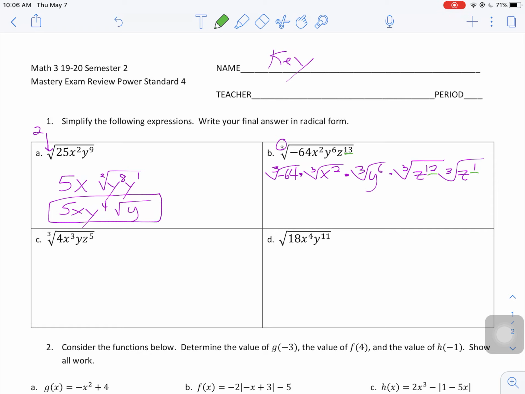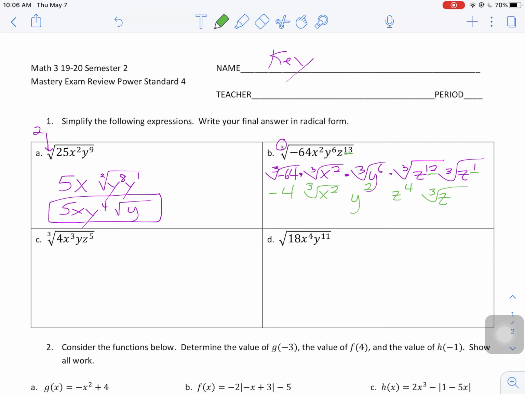So cubed root of negative 64 is negative 4. Cubed root of x squared cannot be simplified, so we're just going to leave it cubed root of x squared for now. 6 divided by 3 is 2, so that simplifies evenly, so it comes out from under the radical. For the z's, 12 divided by 3 is 4, so that comes out from under the radical. And then the last one, you can't simplify, so it just stays underneath.